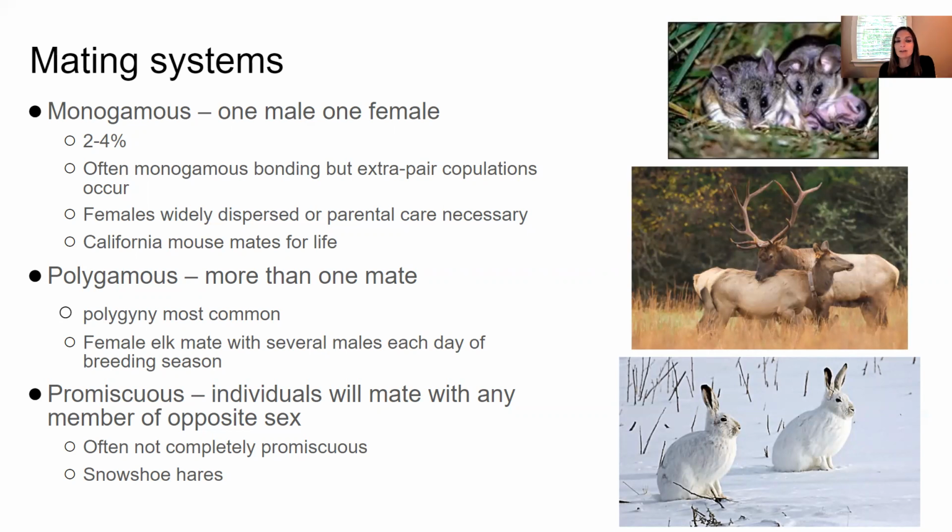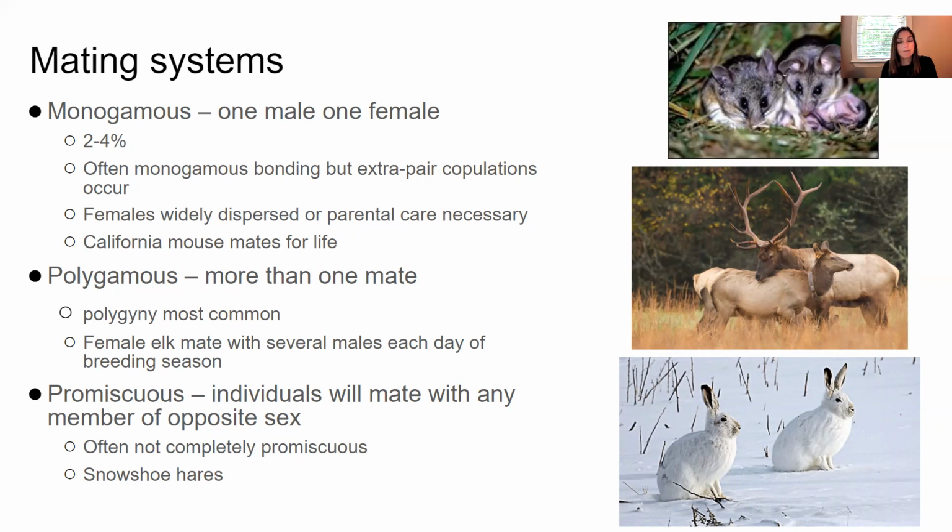So polygamy, having more than one mate, is far more common in mammals. And of those mammals that are polygamous, polygyny is most common. So that's one male, multiple females. And you'll see that across many species of mammals. In elk, a female elk will mate with several males each day of breeding season. So that's an example of polyandry. So one female, multiple males.